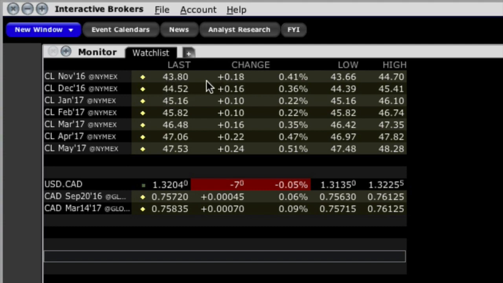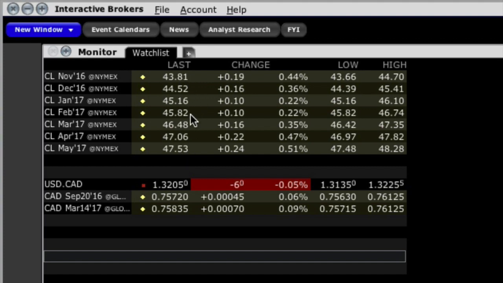Well, number one, the spot price will move the price. The closer we are to delivery, the more the price of the futures contract is influenced by movements in the spot price. However, the further out we go, the more the movement in the futures price may be influenced by macro variables, by supply and demand, etc. You can see we went from 43.80 to 47.53.